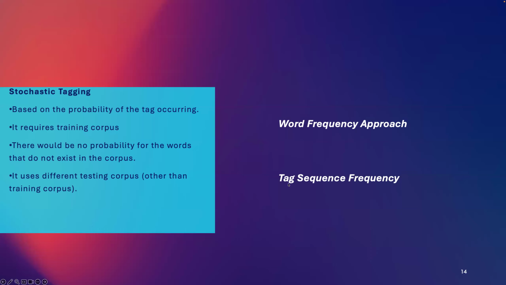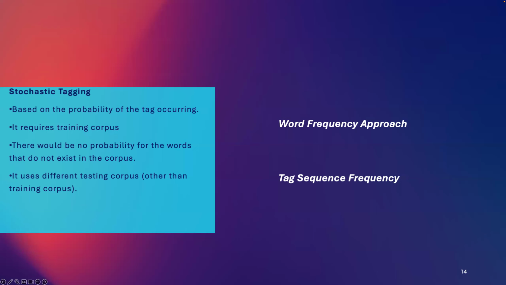Then we have the second one, which is tag sequence frequency. This is another method of stochastic tagging. It is also known as the n-gram approach. In this technique, the taggers estimate the likelihood of a particular sequence of tags appearing. The name comes from the fact that the optimal tag for a word is determined by the probability of its occurring based on the previous n tags.